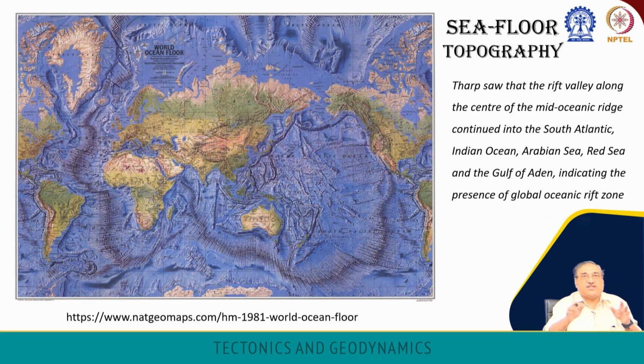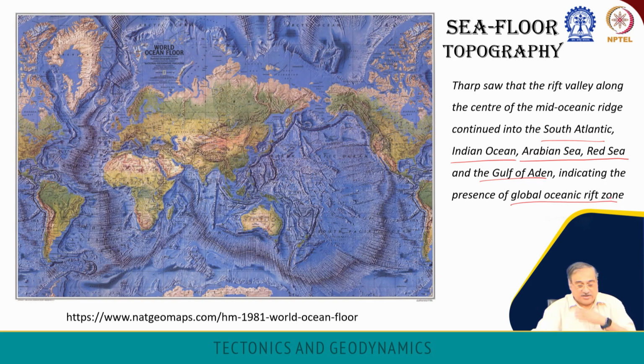So, these ridges, these underwater mountain chains, were not just unique to the Atlantic Ocean, they were present all over the earth. This is what she managed to show later. She demonstrated that it was present in the South Atlantic, the Indian Ocean, the Arabian Sea, the Red Sea and the Gulf of Aden, even here. So, the ridge actually continues here, even in this part in the Gulf of Aden, here into the Persian Gulf. There are some markers that people say that it exists in this region as well. Now, this indicated in fact the presence of a global oceanic rift zone.